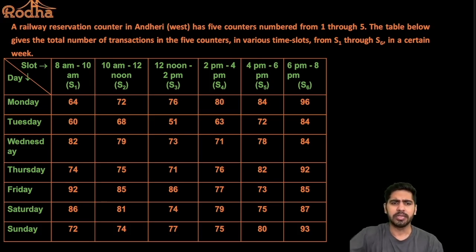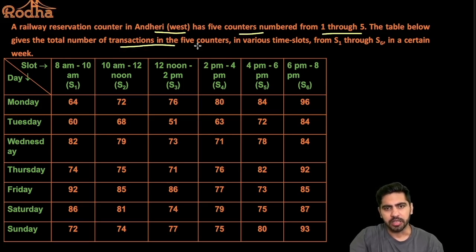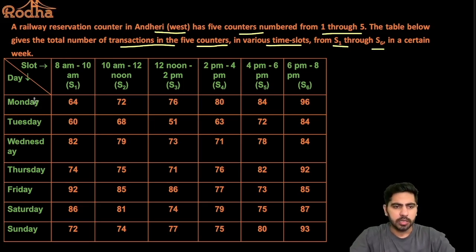All right, so let's just start with this particular set here. It says a railway reservation counter in Andheri West has 5 counters numbered from 1 through 5. The table below gives the total number of transactions in the 5 counters in various time slots S1 to S6 in a certain week. So the counters are open from Monday to Sunday, right? There are different time slots, 8 a.m. to 10 a.m., then 10 to 12, 12 to 2, 2 to 4, and so on and so forth.